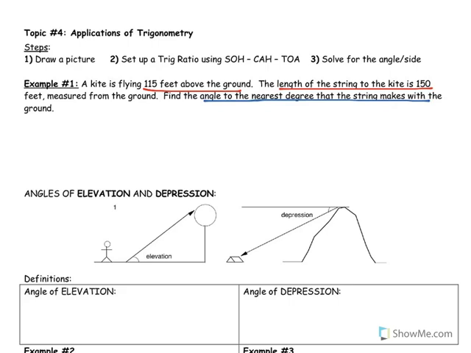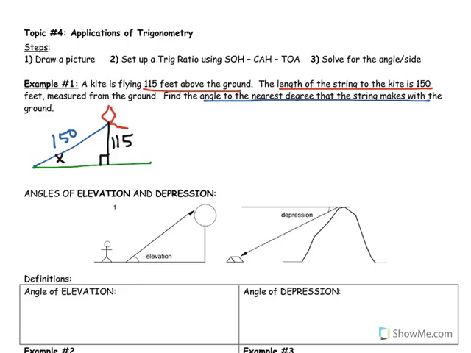Okay, so I have a kite that's flying up in the air. There's the kite, okay? There's a string connected to the ground. The length of the string is 150 feet. That's going to be this length of the string there. And it's 115 feet above the ground, so going up this way is 115 feet. And notice it's making a right triangle here, okay? It says find the angle, to the nearest degree, that the string makes with the ground. So I believe that angle is right here with the blue and the green, okay?